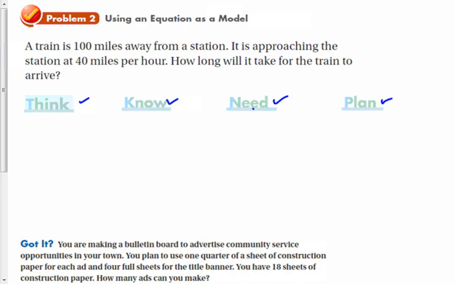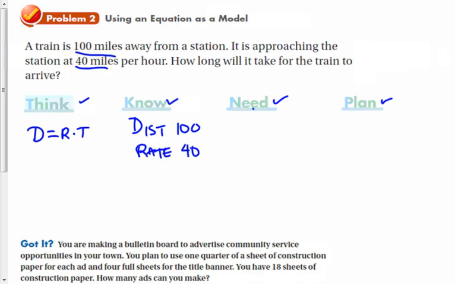What I'm thinking when I see miles and times and stuff like that is I'm thinking distance equals rate times time. All right? And in this problem, 100 is a distance. I know that. My distance is 100. And 40 miles per hour, that's a rate. My rate is 40. I need a time, and that's my hours. That's what I'm looking for. And my plan is I'm just going to substitute what I know into my formula for distance.